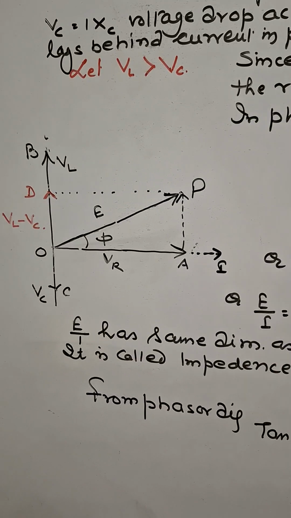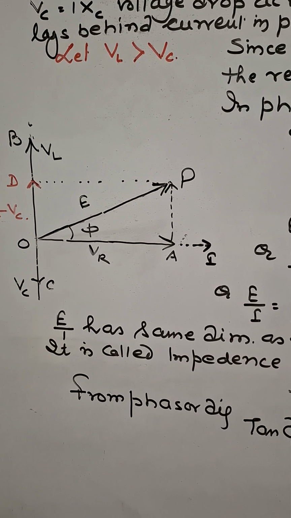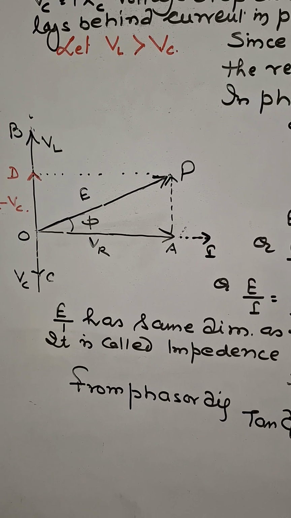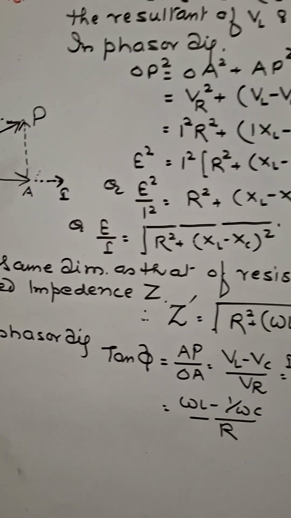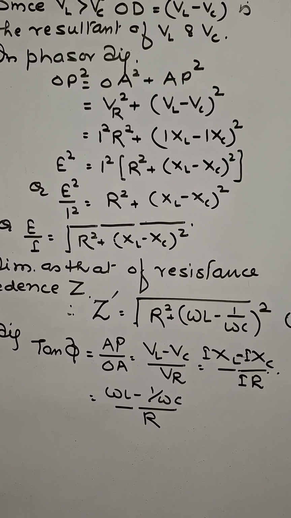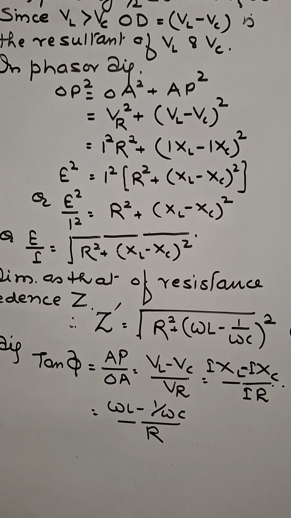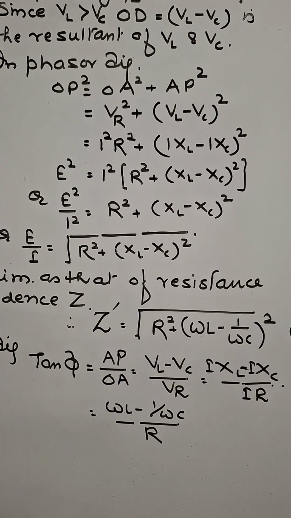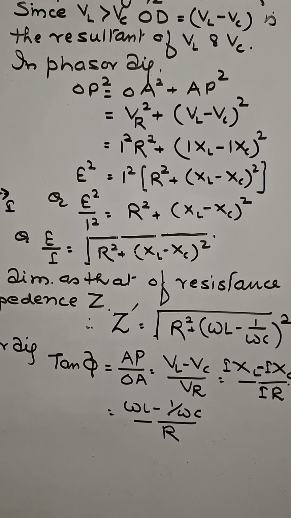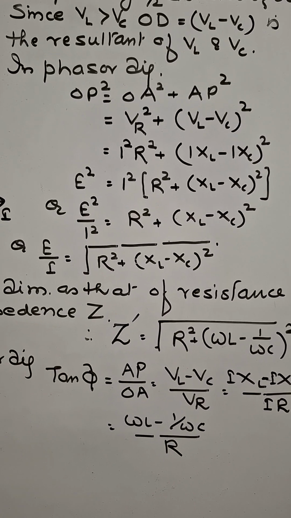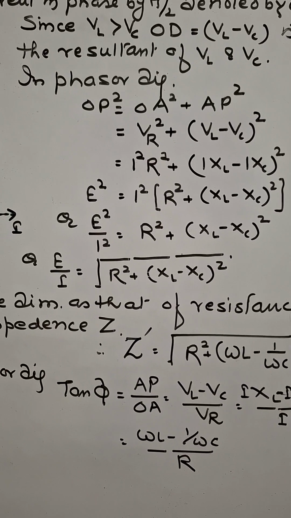From the phasor diagram, you can also see tan phi is equal to AP upon OA. That is, tan phi is equal to VL minus VC upon R, or you can say omega L minus 1 upon omega C upon R. Here phi is the phase angle by which voltage leads current in phase.